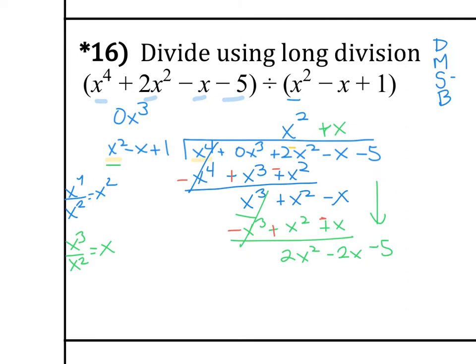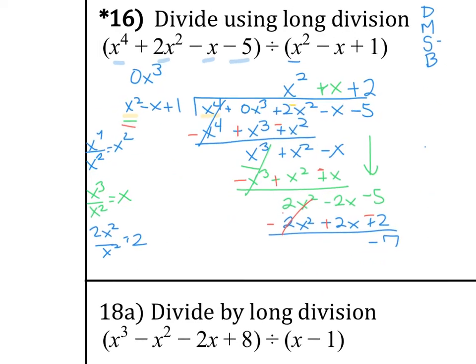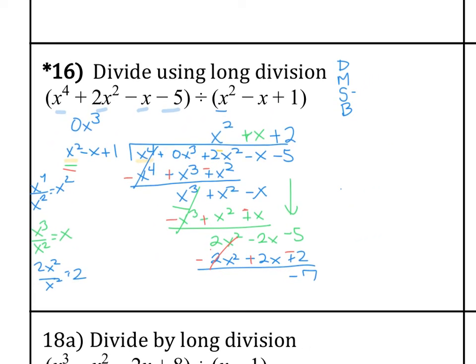Then we divide that last piece, x squared and 2x squared. So that is 2x squared over x squared, which is just 2. And notice that it matches, right? It's right over the constant. Then you multiply. So it's 2x squared minus 2x plus 2. We subtract, so we change all the signs. So we are left with -5 minus 2, which is a -7. So to write the answer, the quotient, you write this first.